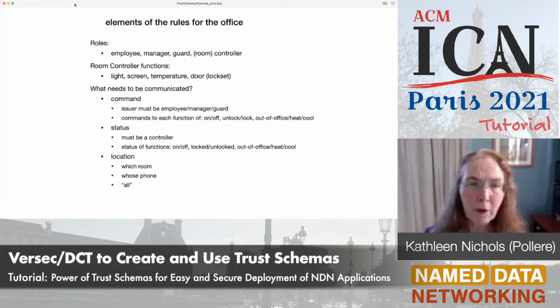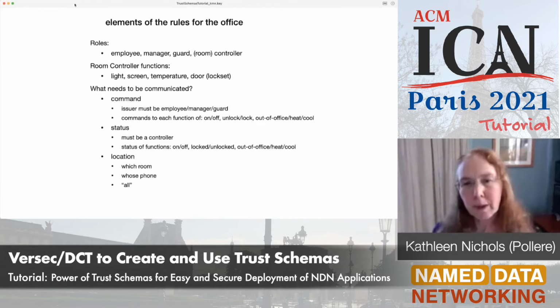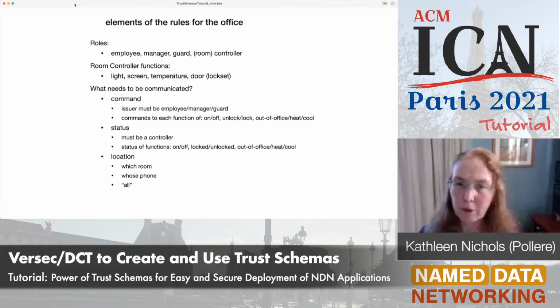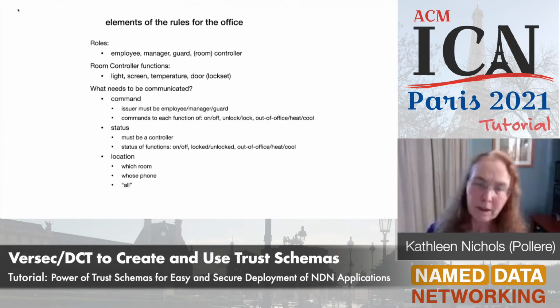About the rules for the office, I've written them separately here. If we were going to write them down, we'd say, okay, here are the roles that we have. We have an employee role, a manager role, a guard role, and a room controller role. Then we have the functions that the room controller controls: light, screen, temperature, door. And then we think about what we need to communicate about. We want to communicate commands that say, you know, unlock the door, turn on the light.